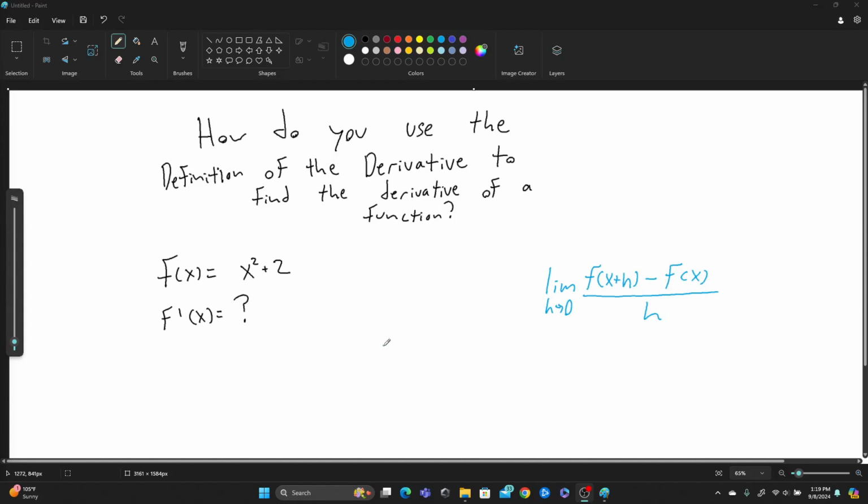So how do you use the definition of the derivative to find the derivative of a given function? Here we have f of x equals x squared plus 2, and they want us to find f prime of x, or the derivative of f of x. We're going to use the definition of the derivative, which is the limit as h approaches 0 of f of x plus h minus f of x over h.